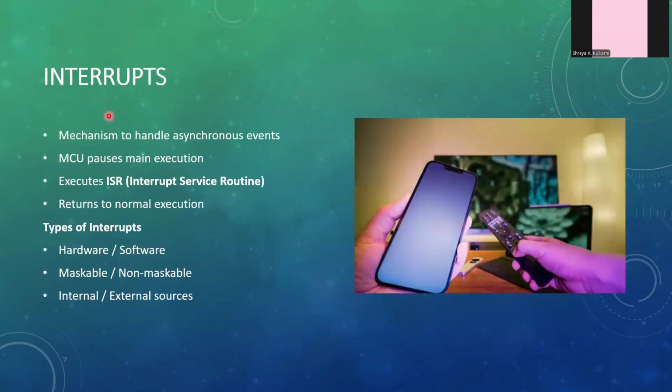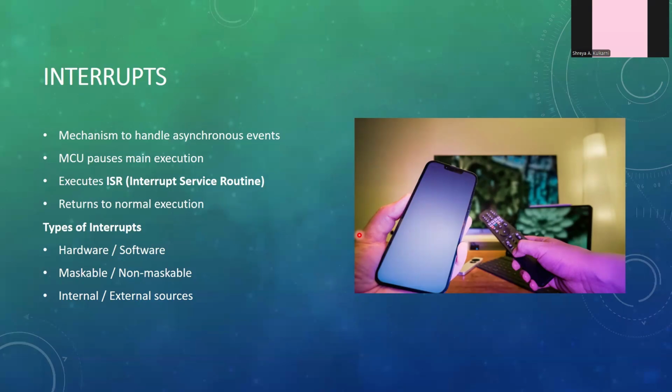So, interrupts. What are interrupts? Interrupts are mechanisms to handle asynchronous events. So, the microcontroller pauses the main execution, executes the ISR, which is the interrupt service routine, and at the end of the interrupt service routine, there is a keyword called return. So, this returns it back to the normal execution.